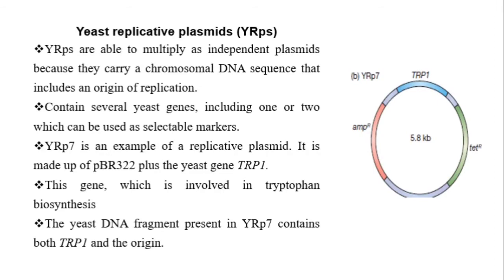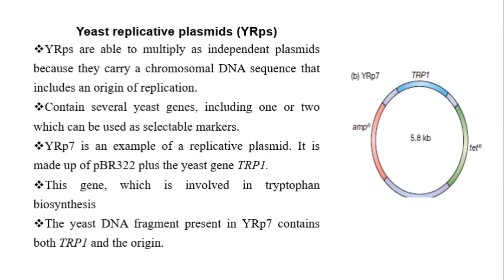Like the LEU2 gene and the URA3 gene, the same selection mechanism is used for the TRP1 selectable marker. The selection mechanism of URA3, LEU2 and TRP1 is the same. The yeast DNA fragment present in YRP7 contains both TRP1 and the origin of replication.